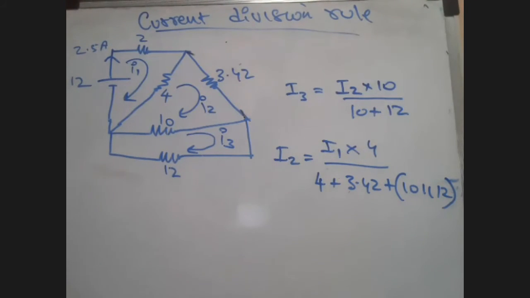Did you all understand this? Sir, how did this come? 10 and 12 parallel are in a different loop. Yeah. So that is that. See, there is where the concept is.